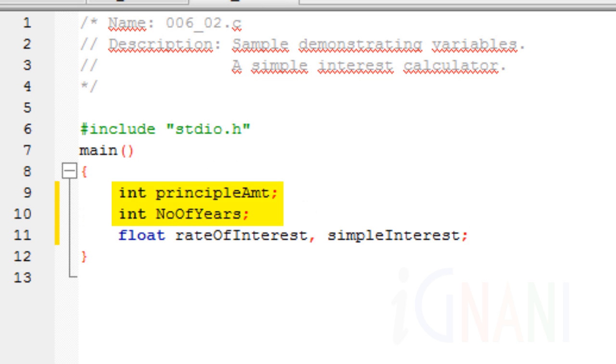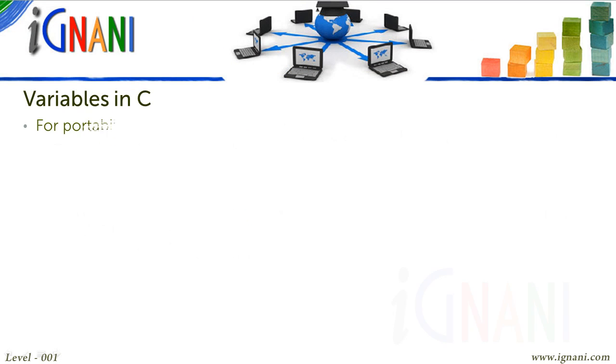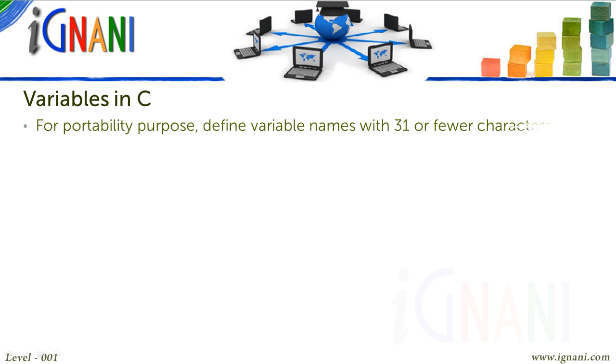The first two statements in this code declare two integer variables, named principal amount and number of years. The third statement declares two floating point variables named rate of interest and simple interest. Notice how two variables are declared in one statement. Make sure that the variable names that you provide follow the rules that we mentioned in the previous chapter. For portability purpose, define variable names with 31 or fewer characters. This helps ensure portability and can avoid some subtle programming errors that may arise.